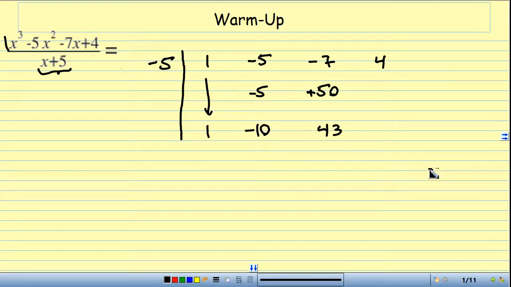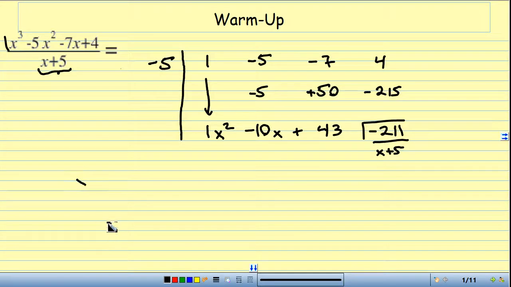And lastly, negative 5 times 43, so that's going to be negative 215. When I combine it right there, you're going to get negative 211. This is my remainder. So what I have is 1x squared minus 10x plus 43 minus 211 all over x plus 5. So again, let me just rewrite it here.